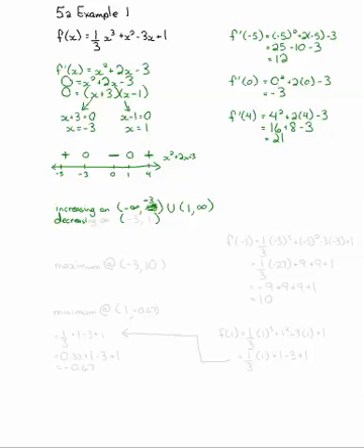Function is decreasing on 1 interval, where this derivative is negative. So from -3 to 1. Both of those intervals are open, because when we have a 0, that means the function's flat. It's not increasing or decreasing.